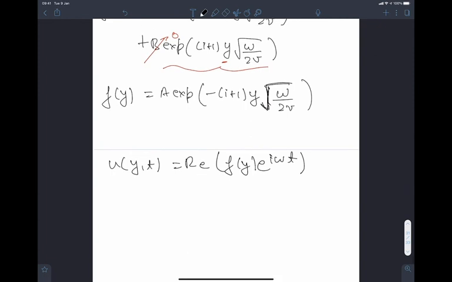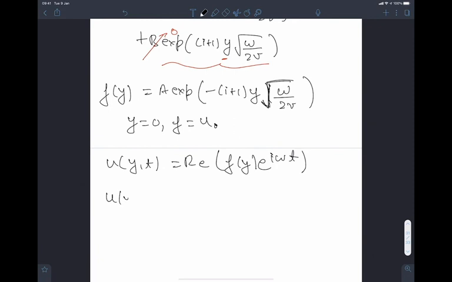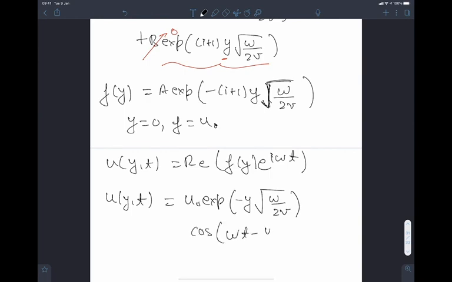If we plug this in, and after some mathematics, and also applying the boundary condition that at y equal to 0, f should be equal to u naught, we get that u at y comma t is u naught exponential of minus y square root omega by 2 nu times cos of omega t minus y square root omega by 2 nu.